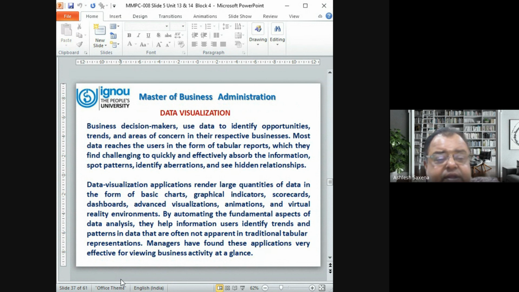animations, and virtual reality environments. By automating the fundamental aspects of data analysis, they help information users identify trends and patterns in data that are often not apparent in traditional tabular representations. Managers have found these applications very effective for viewing business activity at a glance.